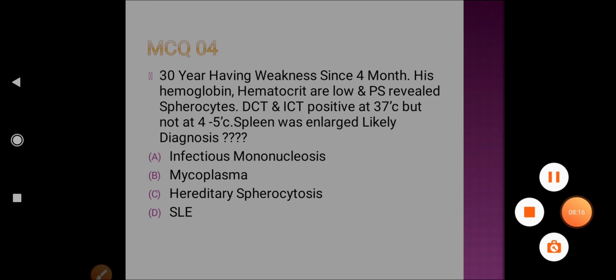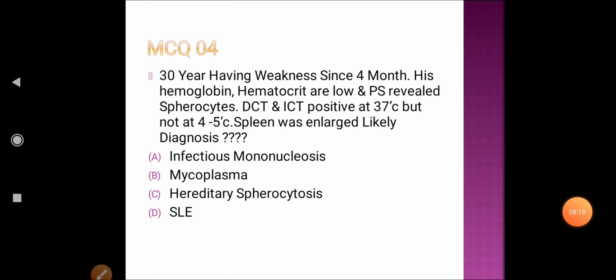MCQ number 4. A 30-year-old patient has had weakness for 4 months. His hemoglobin and hematocrit are low, and the peripheral smear reveals spherocytes. DCT and ICT are positive at 37 degrees, but not at 4 to 5 degrees. The spleen was enlarged. What could be the likely diagnosis?